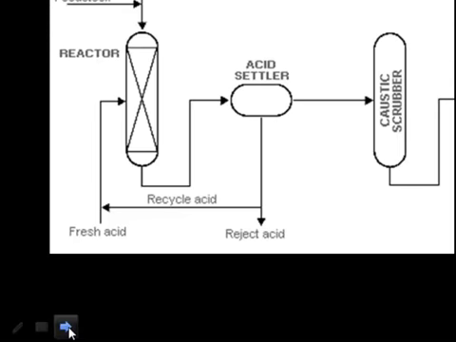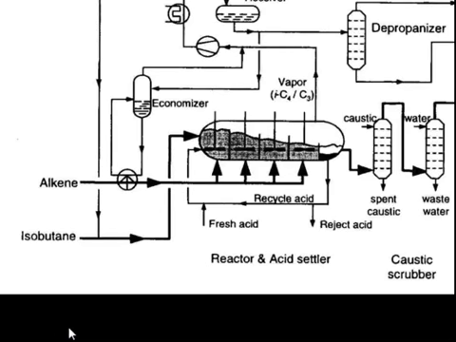So here is the process. The feedstock will come to the reactor, then it will move to the acid settler, then caustic is added. The caustic is removed in the scrubber, then the debutanizer will remove the butane and isobutane, which will be recycled back, and the alkylate is obtained. So alkylate is mainly made to increase the octane number of the component, and octane is necessary in order to improve the anti-knock properties. So octane number is a major property for a fuel.